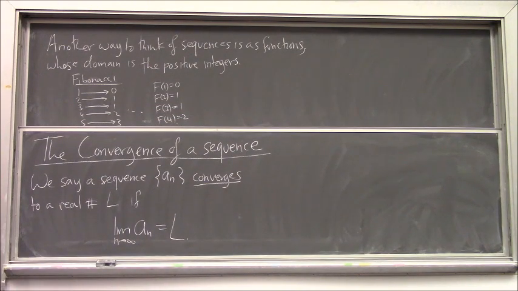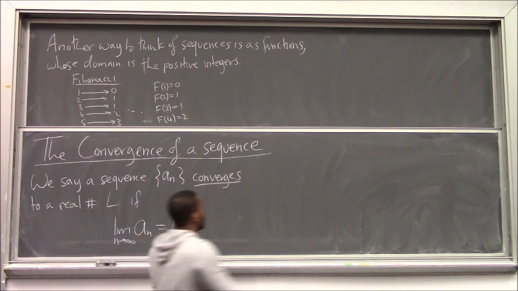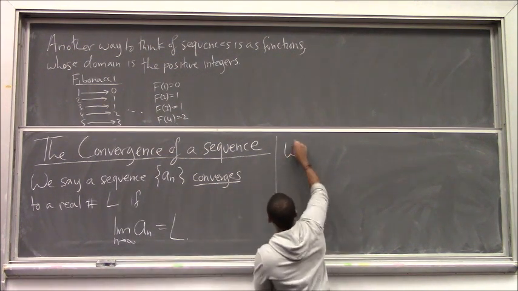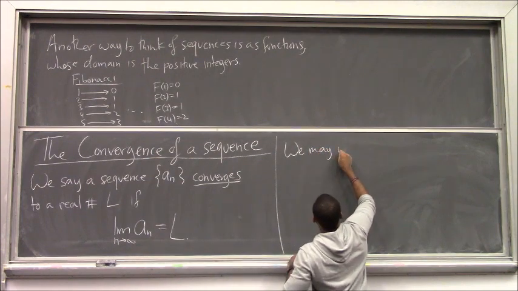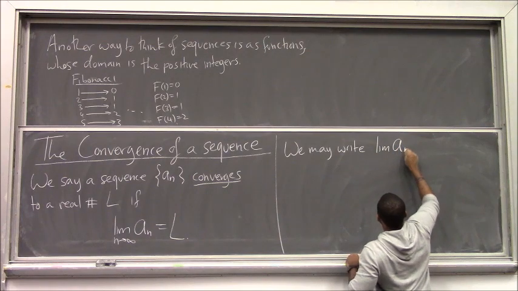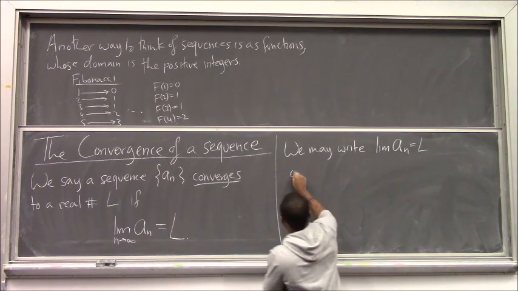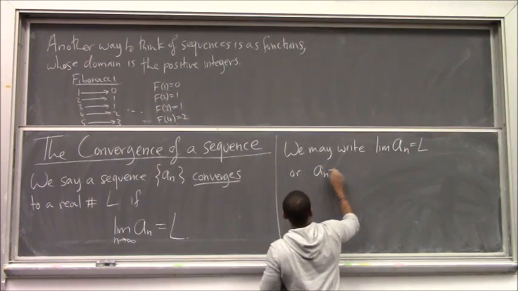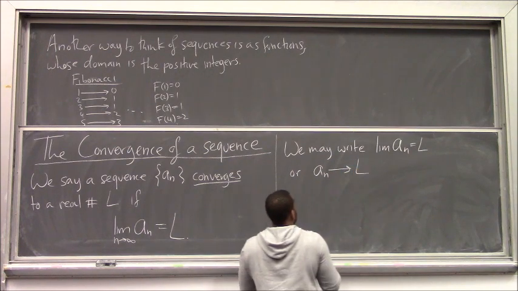So that's it. Find a way to express this as some sort of formula or function or rule, and then take the limit as you approach infinity. What do all the values of the terms approach? If they approach a real number, we say the sequence converges to that real number. And we may write the limit of a_n equals L, or a_n approaches L in this case.